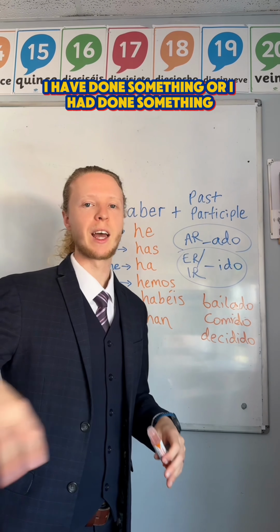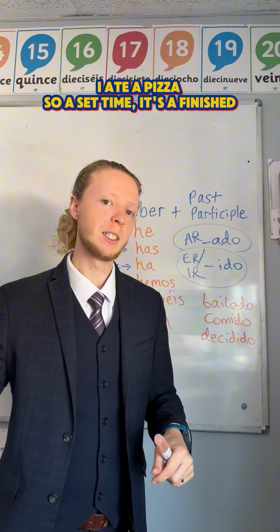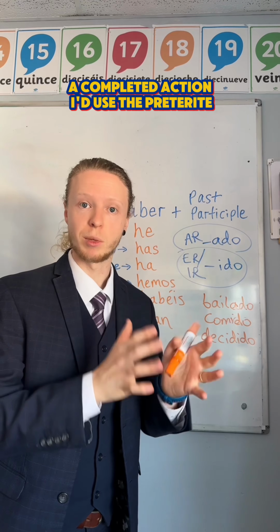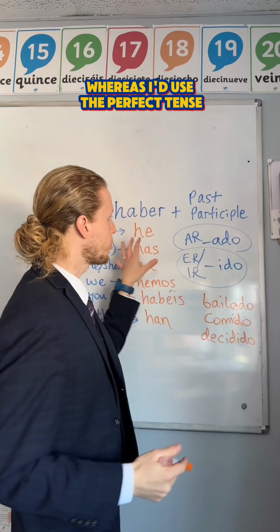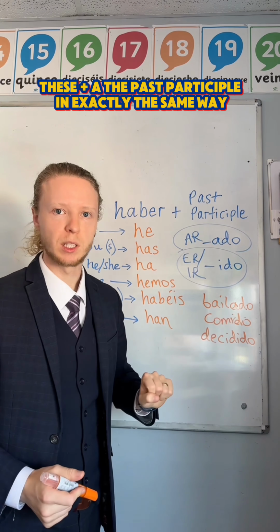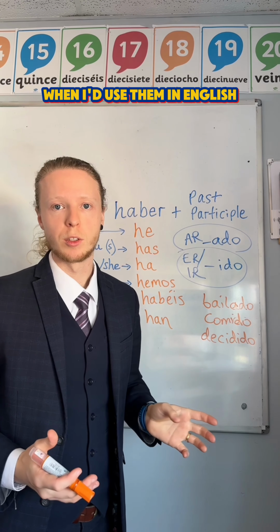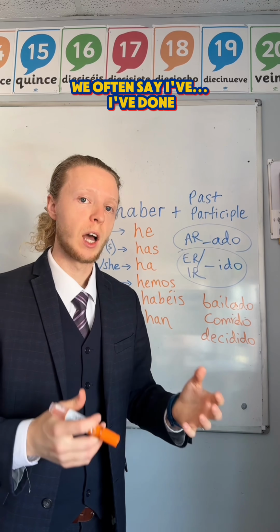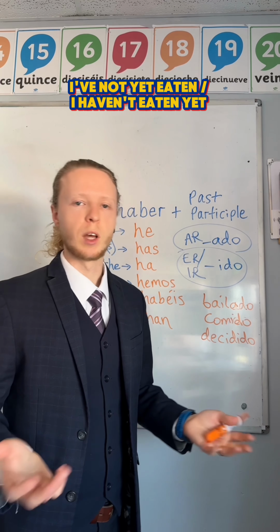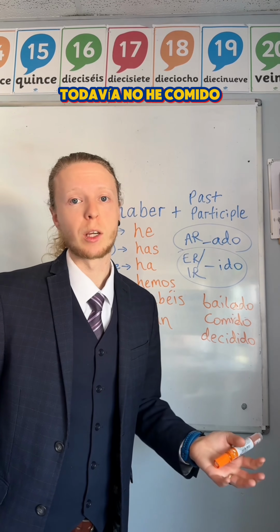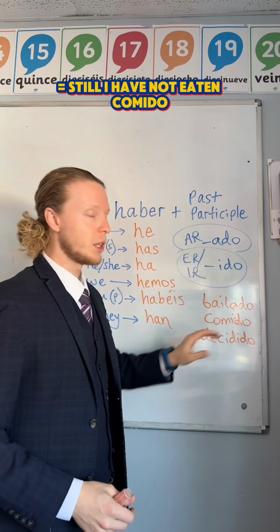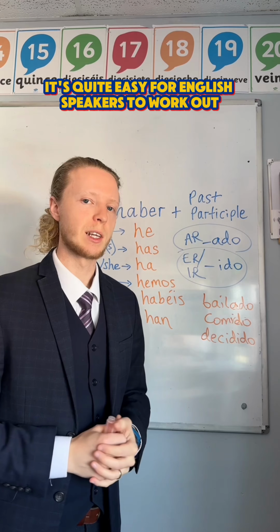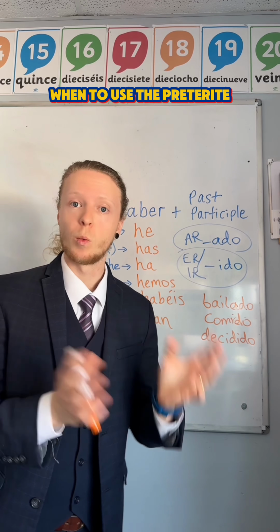Whenever you'd say, I have done something or I had done something, you'd use these same tenses in exactly the same way. We've got the preterite in English. Yesterday for dinner, I ate a pizza. It's a set time. It's a finished, completed action. I'd use the preterite, whereas I'd use the perfect tense with the past participle in exactly the same way as I'd use it in English. And to think about this, we don't often say I have done. We often say I've done. I've just done this. This morning I've not yet eaten. I haven't eaten yet. Todavía no he comido. Still, I have not eaten. Comido. Exact same usage. So it's quite easy for English speakers to work out when to use the preterite, when to use the perfect tense.